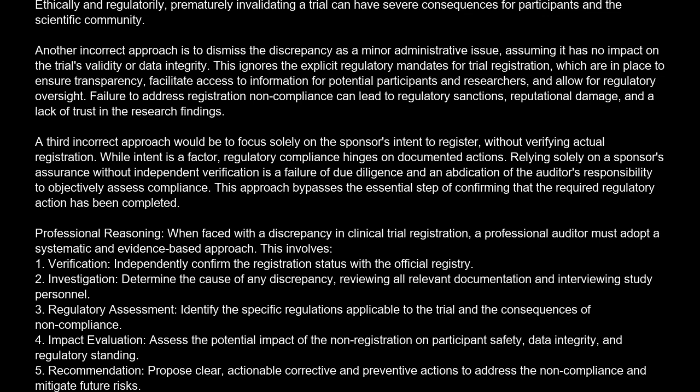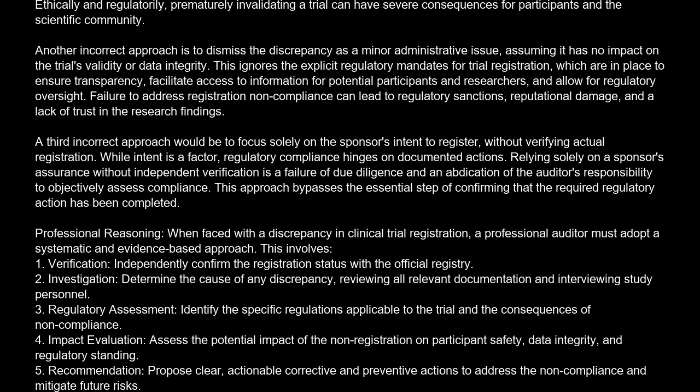Another incorrect approach is to dismiss the discrepancy as a minor administrative issue, assuming it has no impact on the trial's validity or data integrity. This ignores the explicit regulatory mandates for trial registration, which are in place to ensure transparency, facilitate access to information for potential participants and researchers, and allow for regulatory oversight.